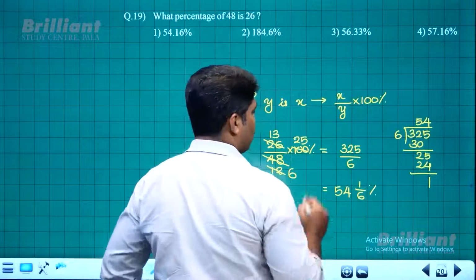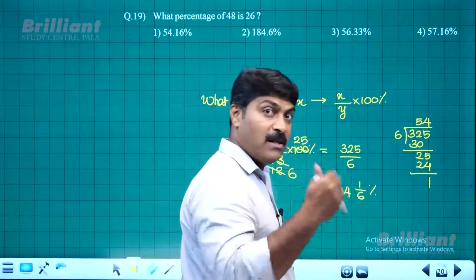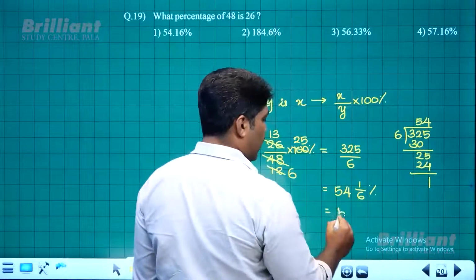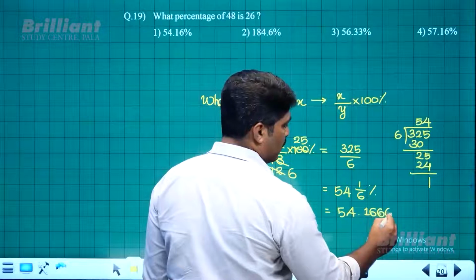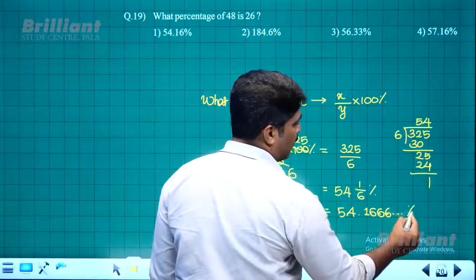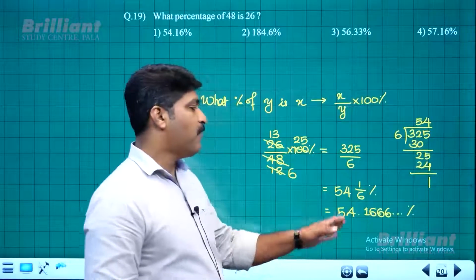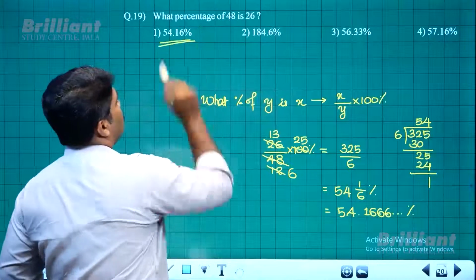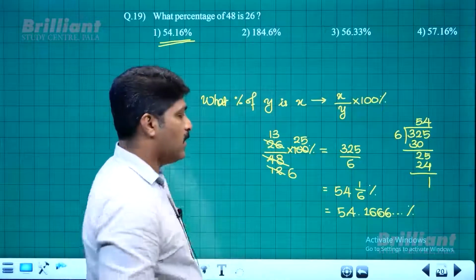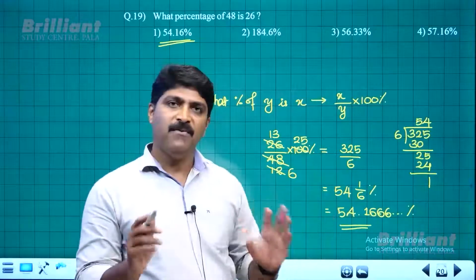So this much percentage. This 1 by 6 is nothing but 0.166666. So we can write it in the recurrent decimal form, 54.16666666. It's a recurrent decimal. So if we are rounding up this one, that is 54.17. But here our answer is in the form 54.16. So therefore that's the answer. Or we can round it up in the form 54.17%.